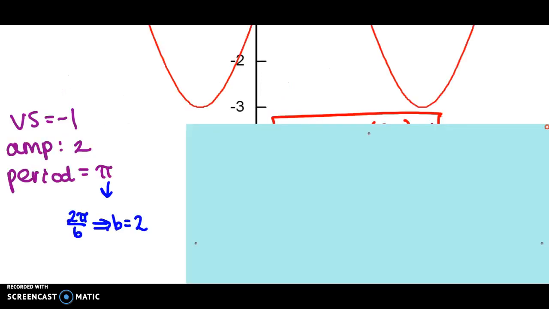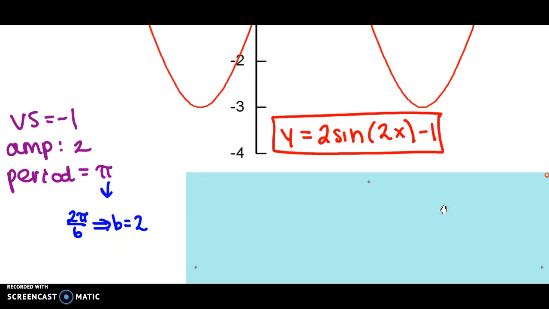Okay, so let's check our answers here. So just visually looking at our graph, we can see that the vertical shift is -1, the amplitude is 2, and the period is pi. So how do I get that the period's pi? Well, I know that I would do 2 pi over b, the number that's multiplied in front of my x minus c. So what would b have to be in order for the period to be pi? Well, it would have to be 2.